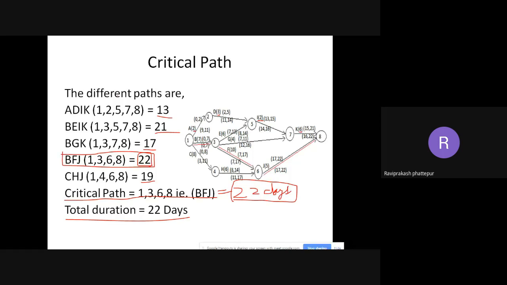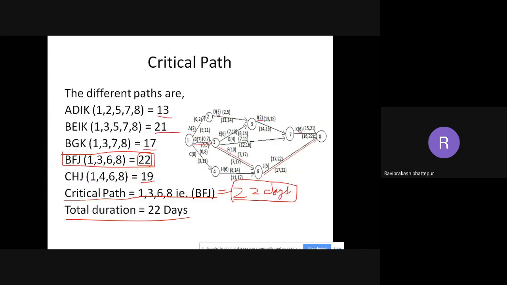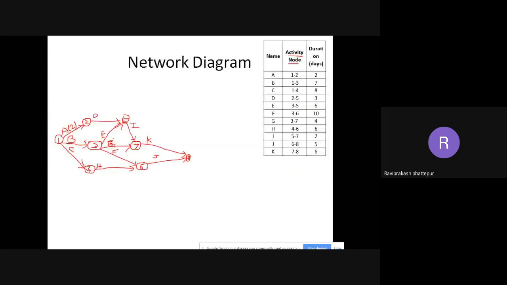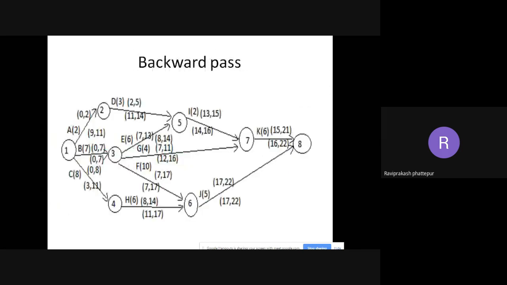Next, now moving to the total float. How to draw this total float? This is a table that you need to draw. In this case, I have drawn this table, or else you can continue after this. Name, activity, node, duration is there, right? I hope you have some space here. You can continue there, or as I did, you can directly write it here.